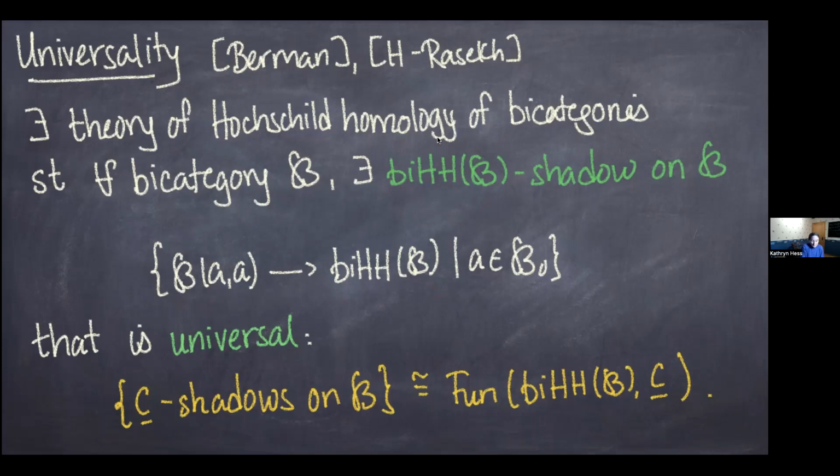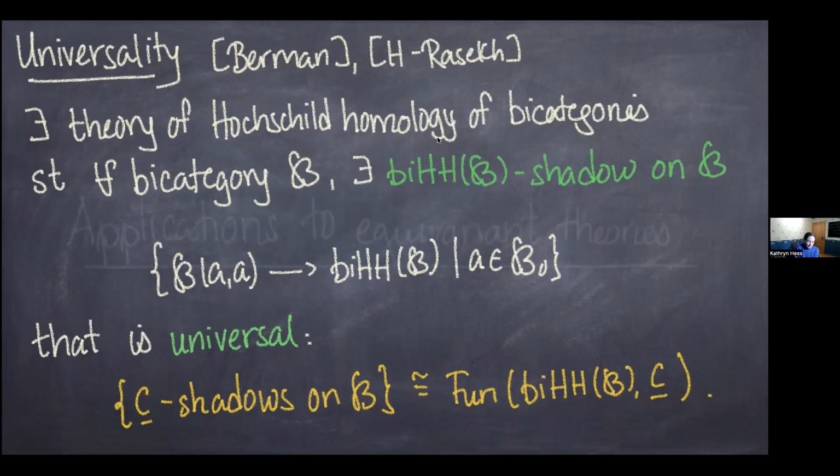So here we have, let's just say, you have a bunch of functors from these endocategories B(A,A), all with targets in this category, which is the bi-Hochschild homology of this bicategory, which is universal in the sense that for any category C, the category of, I've just written it as a set, but there's actually a category of shadows on this bicategory B with coefficients in C, is actually equivalent to the category of functors from this category bi-HH of B to C. So there really is some notion of Hochschild homology which is the universal shadow for any bicategory.